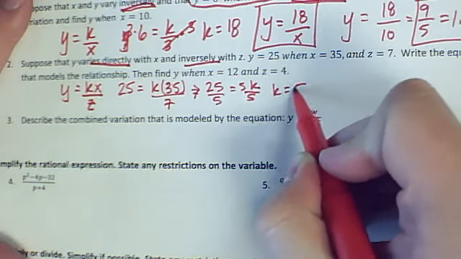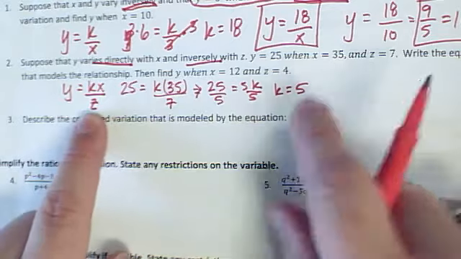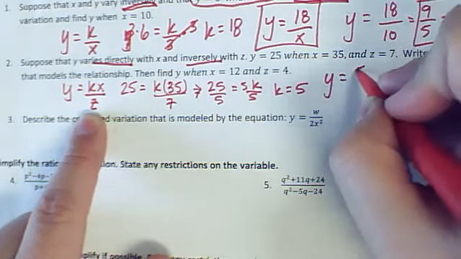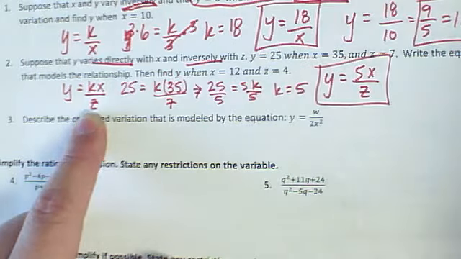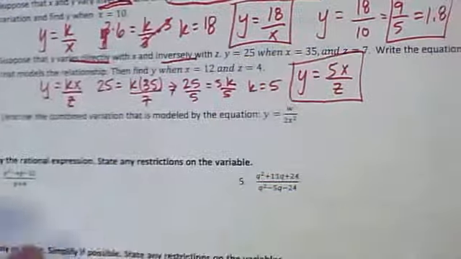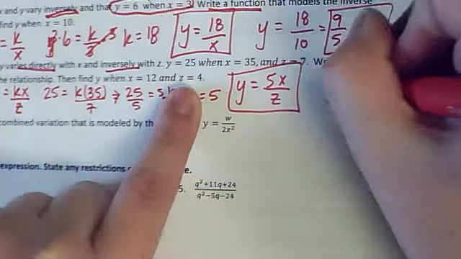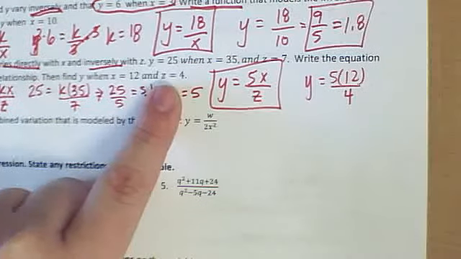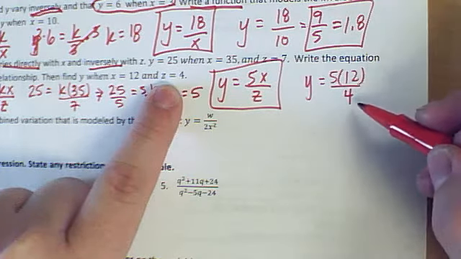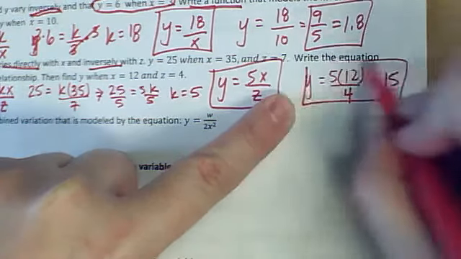So k equals 5. So again, for my function, I'm going to plug it back into this form. And there is my function. So that's the equation. Then the second part, find y when x is 12 and z is 4. So y equals 5 times 12 divided by 4. Okay, well, 12 divided by 4 is 3. 5 times 3 is 15. So there's your second answer.